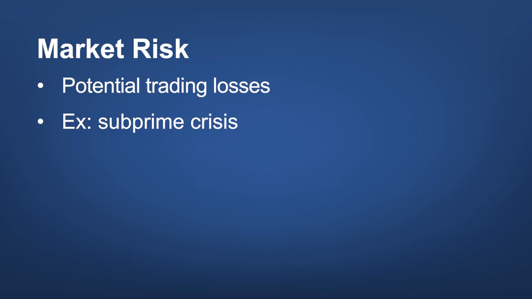The subprime mortgage crisis of 2007 through 2009 is a classic example of losses due to market risk. Beginning in 2006, house prices in the US began to fall. Subprime borrowers, these are the borrowers with the highest default risk, began to default. Many financial institutions actively traded subprime mortgages through their holdings of mortgage-backed securities, or MBS. These securities took heavy losses.